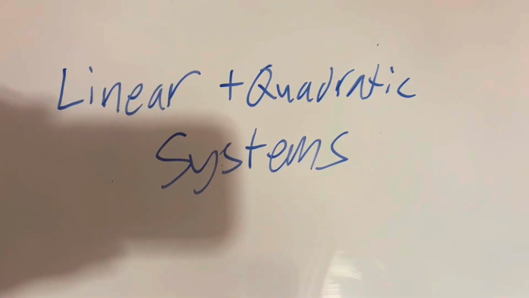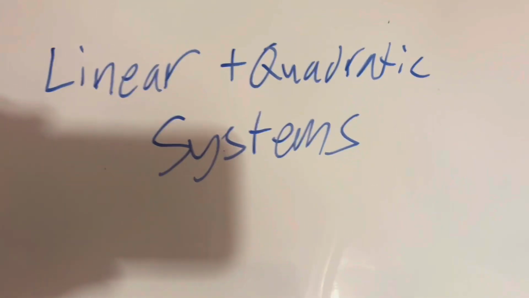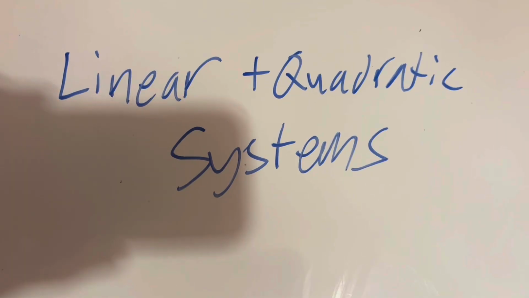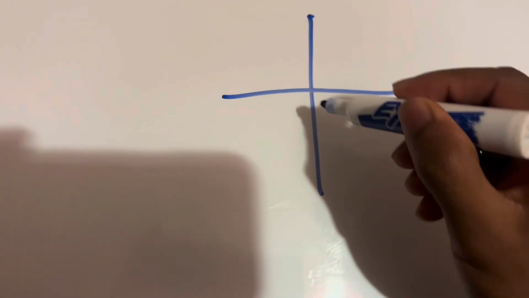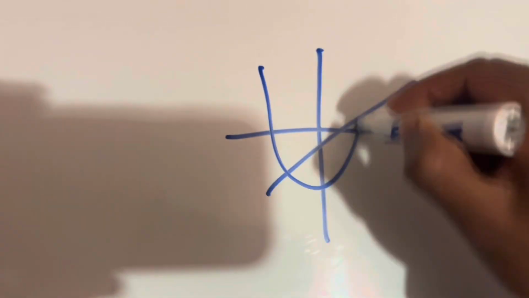Linear and quadratic systems. Now, what are those? They are a set of equations, and to solve one is to find when both of them are true. But a better way to understand that is on a graph, right? We plot out these equations. So maybe there's a linear equation like this, and then we have a quadratic equation like this.